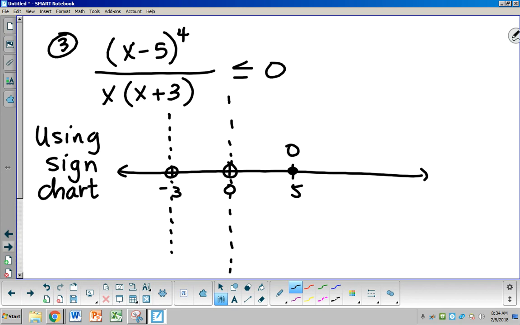Let's do the denominator first, because I think that's easier. What shape is the denominator? Parabola, it opens up. It passes through its 2 zeros, which are the open dots because it's in the denominator. What's going on with the numerator? It bounces, doesn't it? It's above everywhere except at 5. Do you agree?